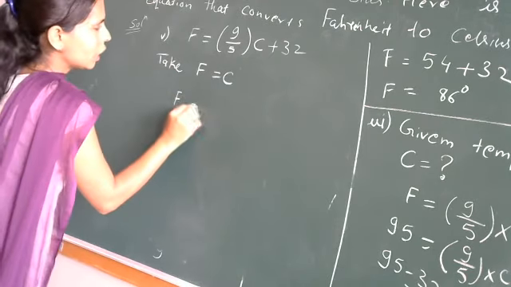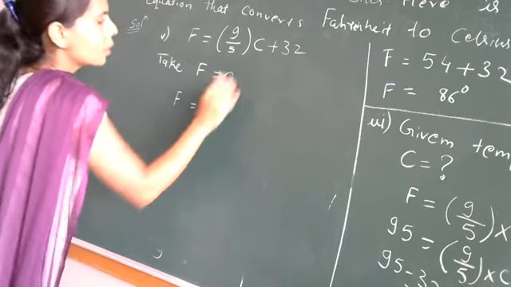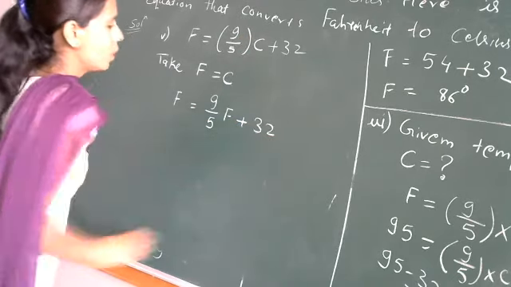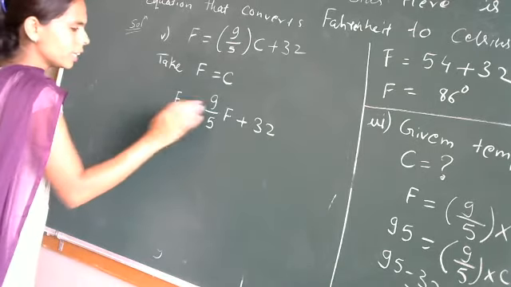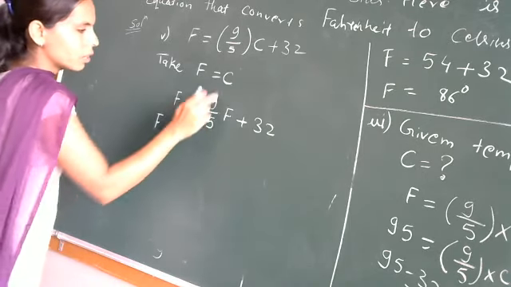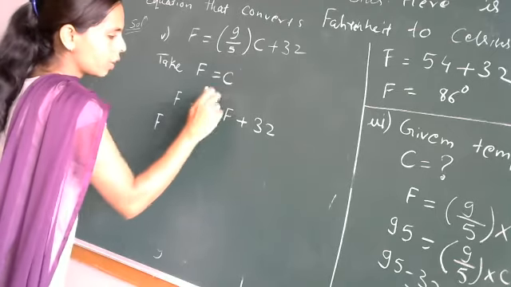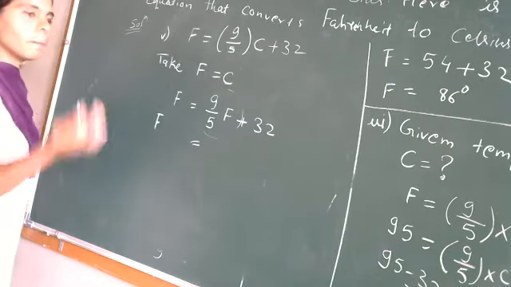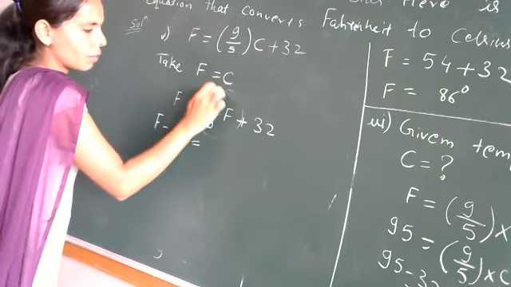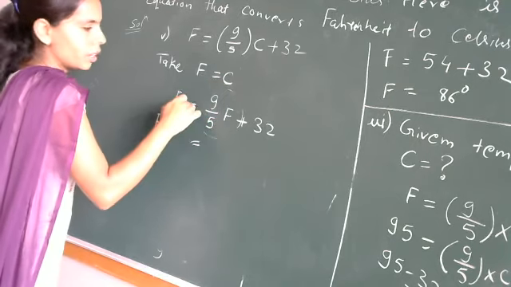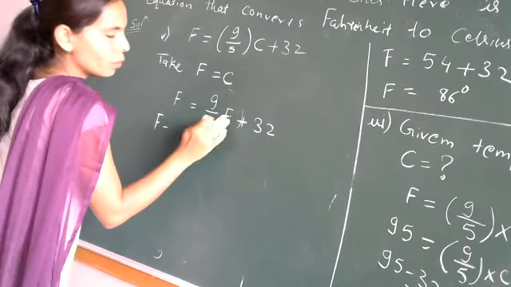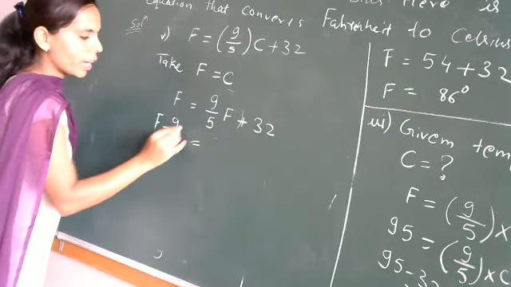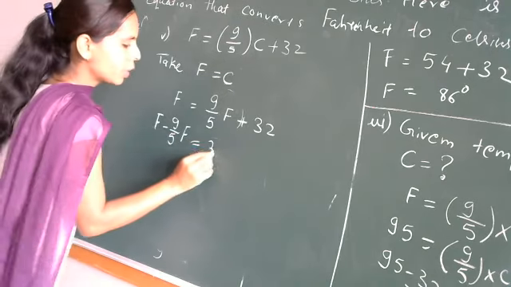Take F equal to 9 upon 5 of C, take the value of C as F plus 32. Now what we have to do? Take this on the other side. So F equals 9 upon 5 into F, we shift it to this side. It will be a minus then. When we are shifting only a fraction value, it goes in the reverse way. But when we are shifting a whole value which is in plus to the other side, it will be a minus. So it is 9 upon 5 into F, and keep 32 as it is.